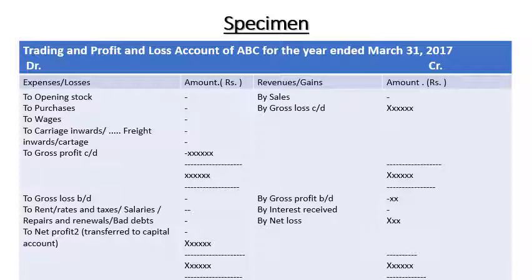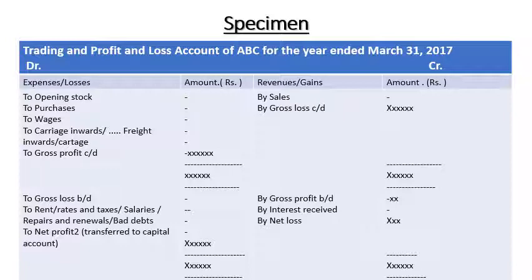Gross profit provides you the information of the covering of cost, and the profit remaining to cover the other expenses. So that's why the entry to close this account is trading account debit to profit and loss account. Or if loss is there, then profit and loss account debit to trading account. This is the closing entry of the trading account.